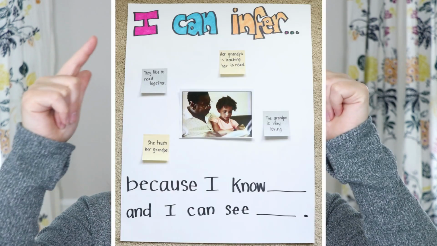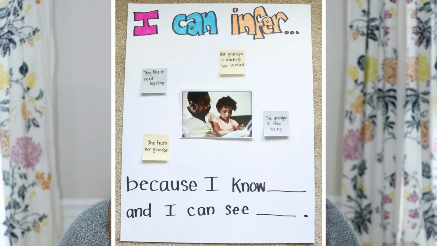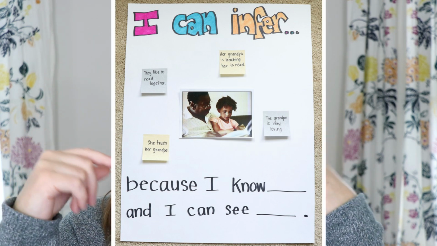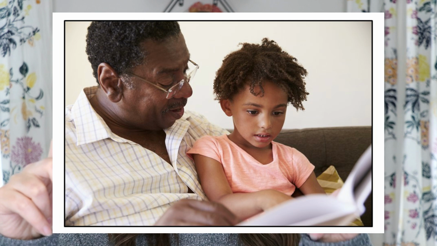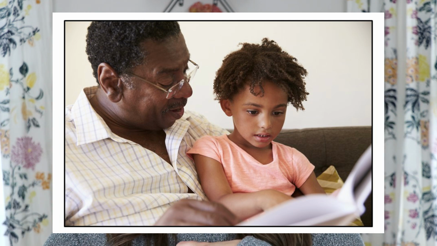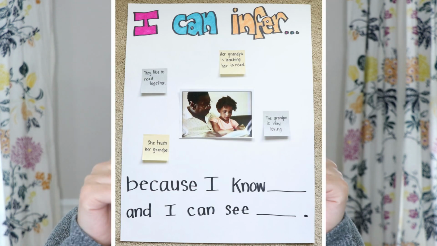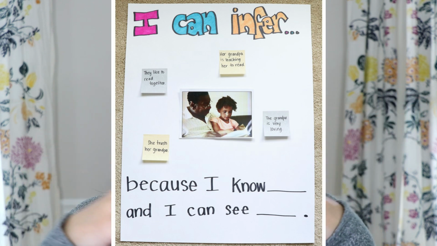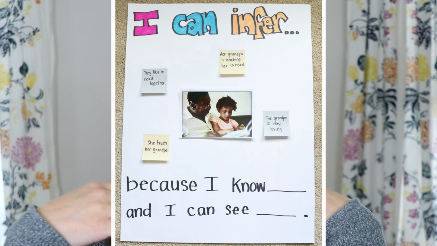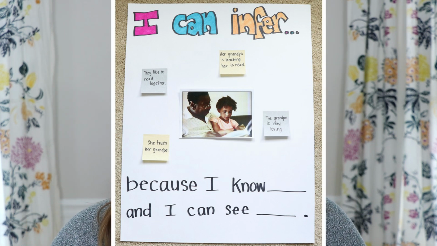I'll insert a picture of an anchor chart that I've used in the past. It looks like this. And what I do with this anchor chart is you can see above it says I can infer, and then I show the class a photograph, right? Like this one of this older man reading to a younger girl. Looks like she's sitting on his lap. And I use this sentence stem, I can infer blank because I know blank and I can see blank. And we take a close look at those photographs and try to infer what is happening.